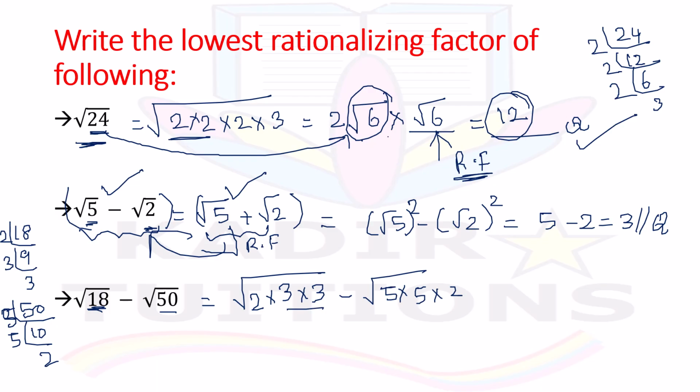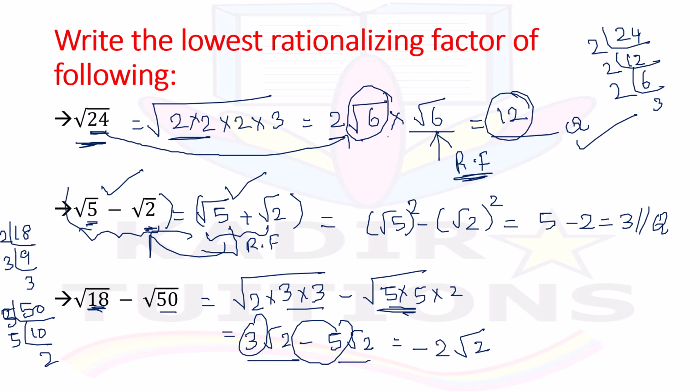So there are two 3's existing, so we can write it as 3 root 2, and here there are two 5's existing, so I can write this as 5 root 2. See now 3 root 2 minus 5 root 2, both are root 2 terms only, so just use the coefficient and do the calculation and put the answer. 3 minus 5 is going to be minus 2 root 2. So we got minus 2 root 2 as a simplified form of what? This root 18 minus root 50.